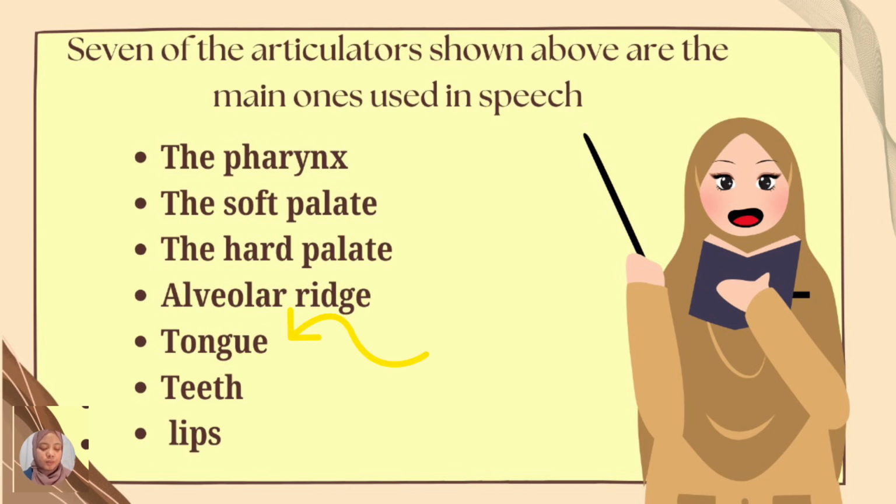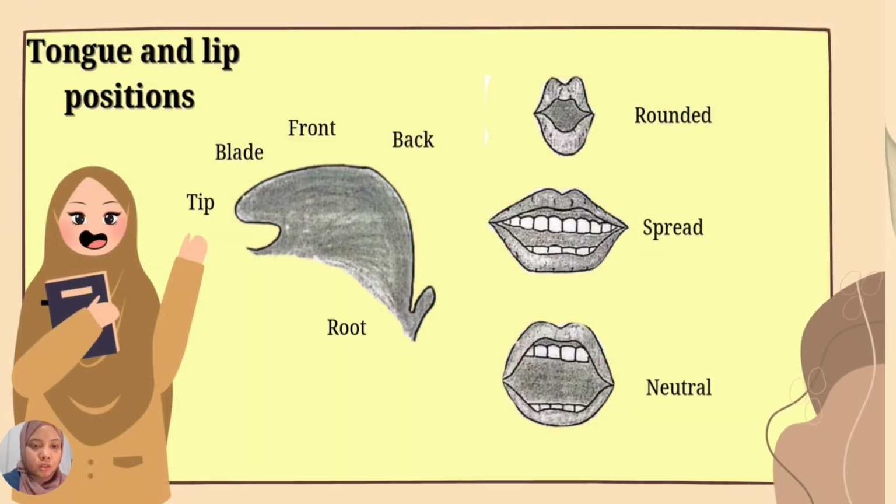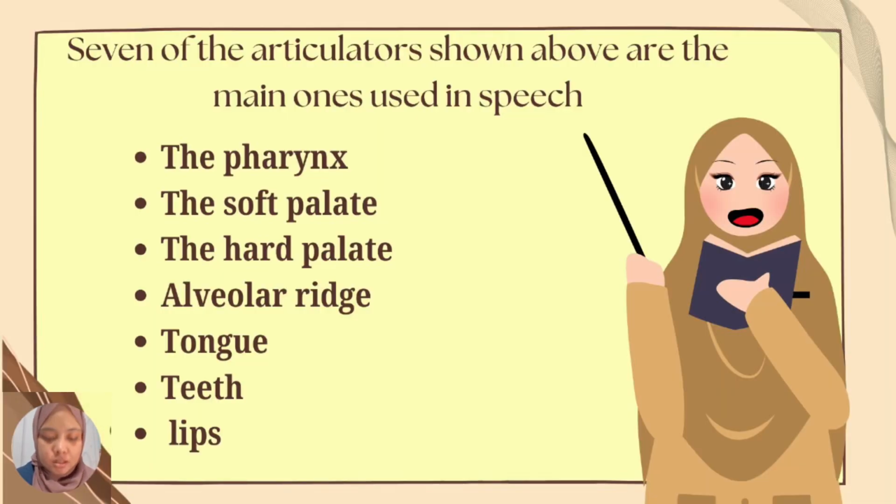Fifth is the tongue. It's a very important articulator. It can be moved into many different positions and different shapes. You can see in this picture there are tongue positions: tip, blade, front, back, and root. And next we have teeth. The teeth are divided into two, the upper and the lower teeth. And the last is the lips. The lips are also divided into two, the upper and the lower lips. They are important in speech.